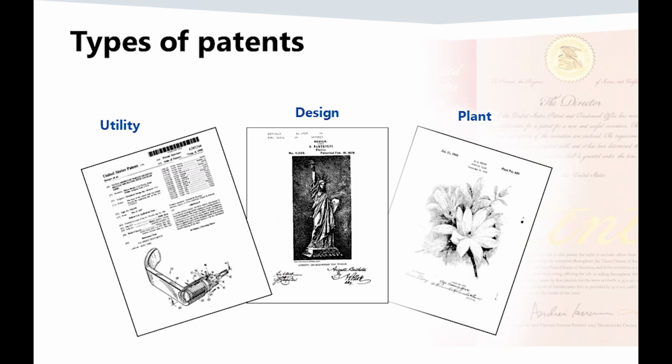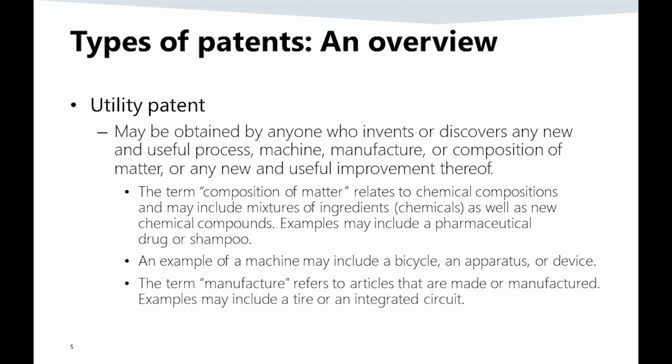So let's begin with an overview of various types of patents an individual can obtain in the United States. In the United States, an individual can obtain three types of patents: a utility patent, a design patent, and a plant patent. Regarding a utility patent, by far the most common applications filed in the USPTO are utility patent applications. Thus, most patents issued in the United States are also utility patents.